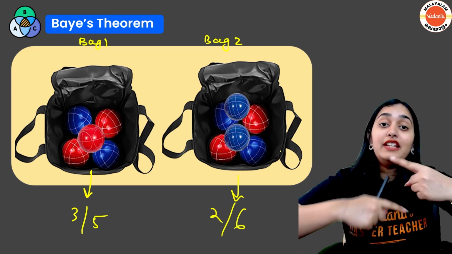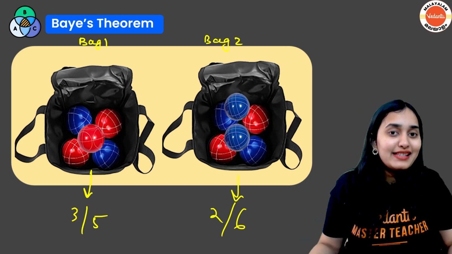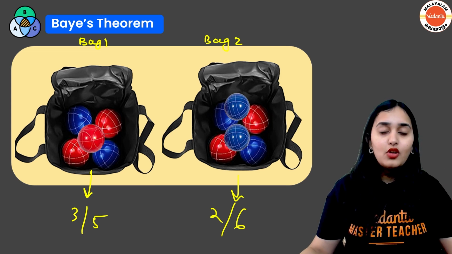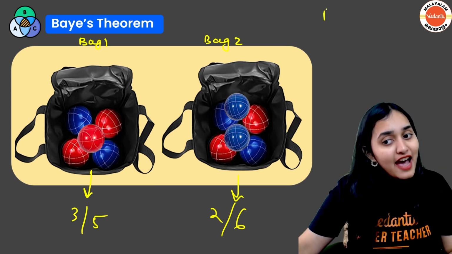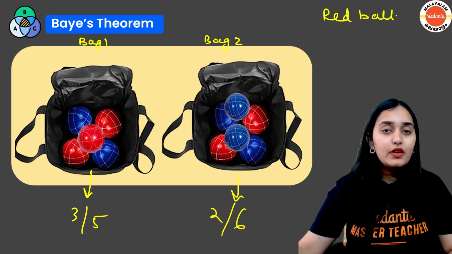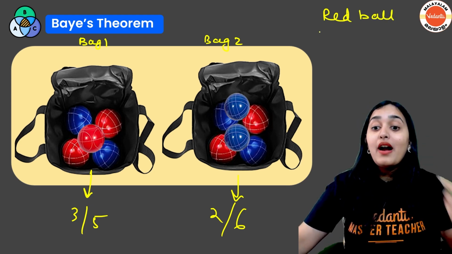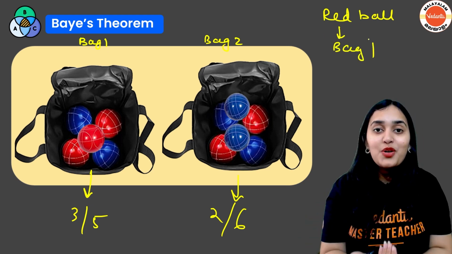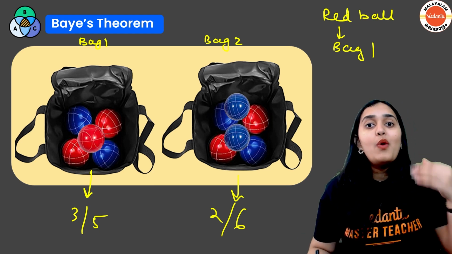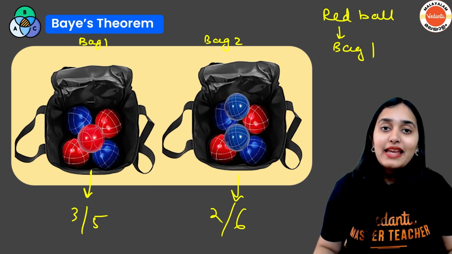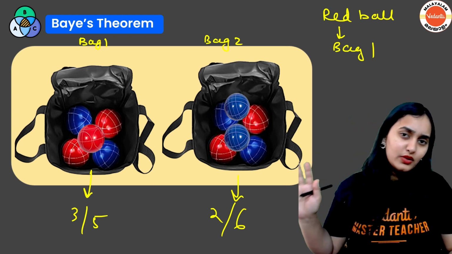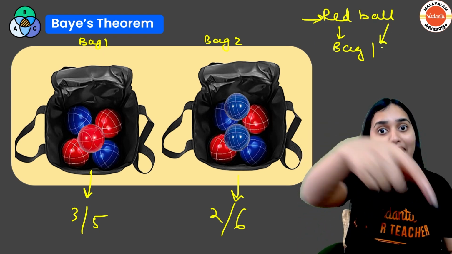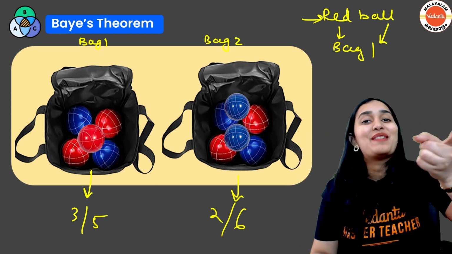But what if they twist the question? What is the chance that I have taken out a red ball? Okay, I have taken a red ball. What is the chance that it is from bag number 1? The question is now twisted. Now the question is not asking what is the chance of getting a red ball. I already have a red ball. I want to know what is the chance that this red ball is from bag 1. It is not from bag 2. So that is Bayes theorem.